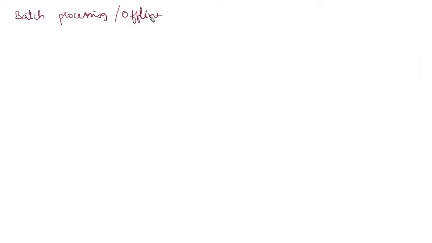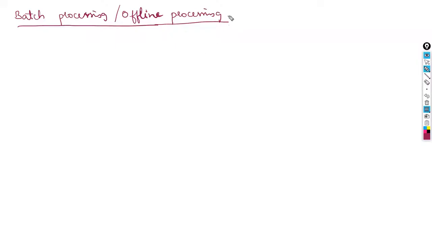So let us talk about an example pertaining to batch processing. This batch processing is also called offline processing. Okay, batch processing or offline processing.